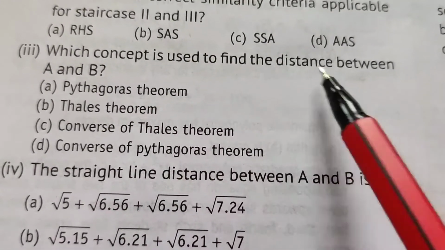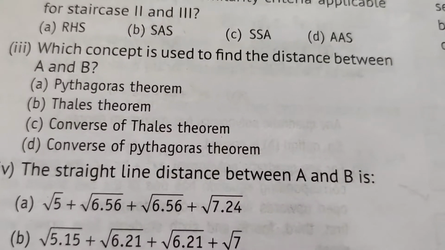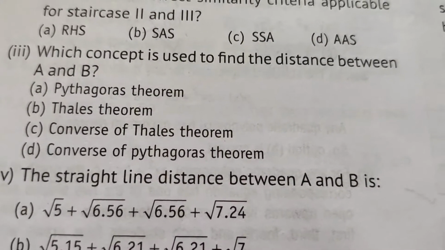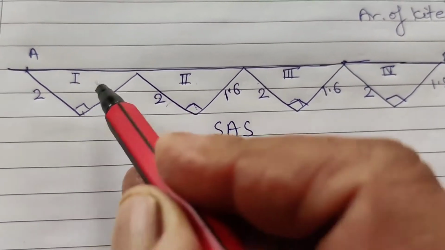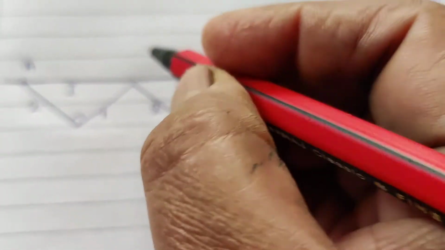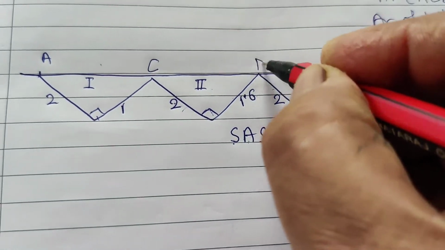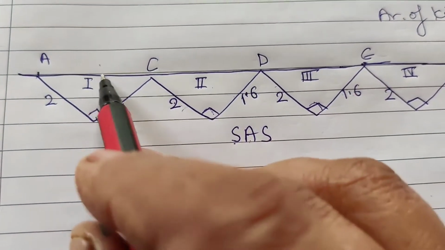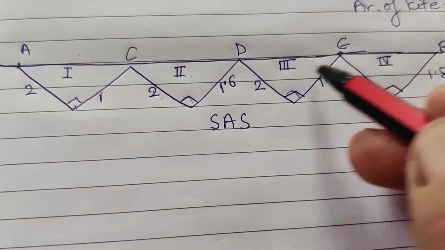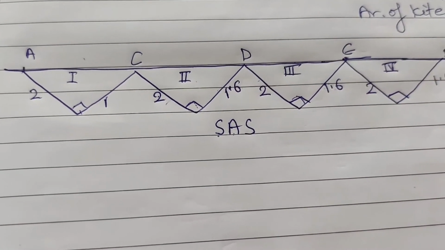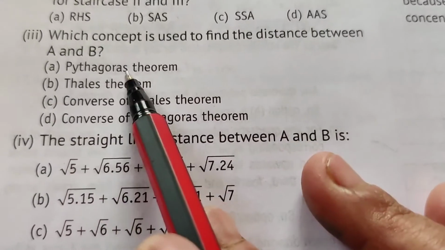Which concept is used to find the distance between A and B? Each angle is 90 degrees. By which concept will you find the distance between A and B? These are right angle triangles. Opposite the right angle is the hypotenuse. Suppose these points are C, D and E. So the length AC you can find by using Pythagoras theorem, and CD, DE and EB also. All the distance between A and B you can find by Pythagoras theorem. The right option is Pythagoras theorem.